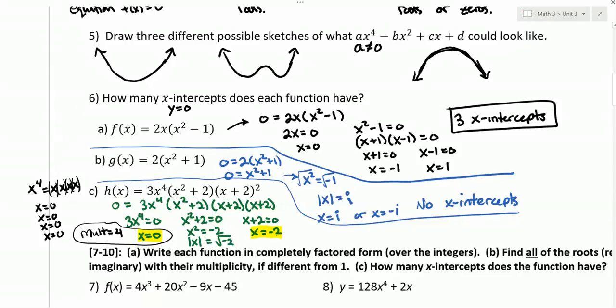x equals -2 also came from 2 different factors, so this gives us a multiplicity of 2. So how many x-intercepts are there? Well, if you are including multiplicity, you'd say 6, but if you're talking about different x-intercepts, there's only 2 distinct x-intercepts, so we'll say that. 2 distinct or different x-intercepts.